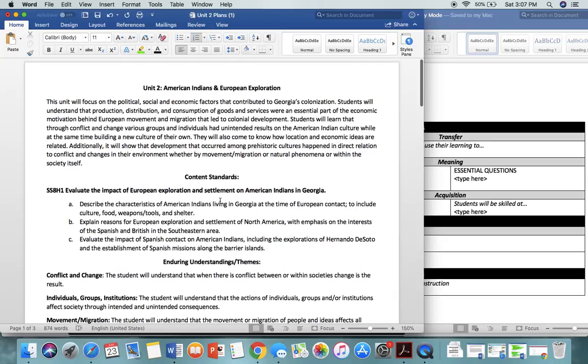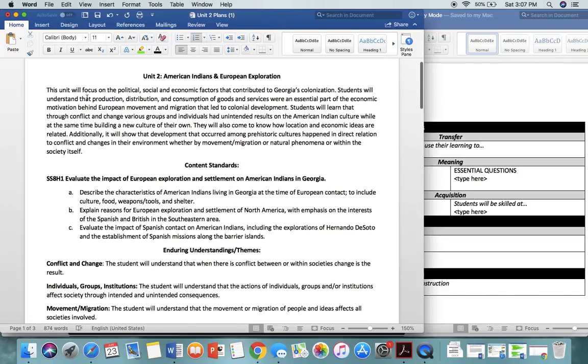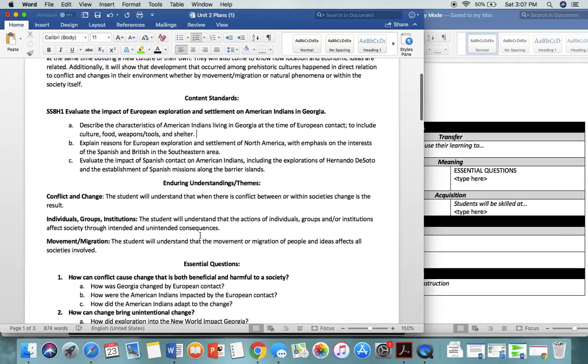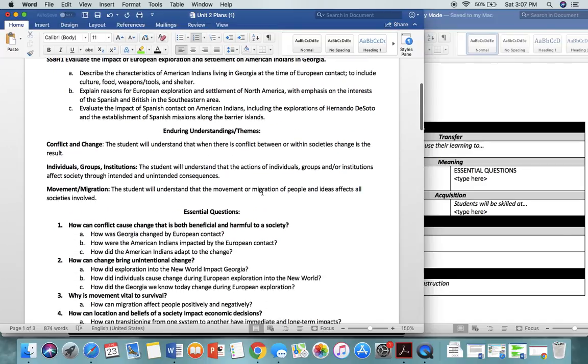Then what I did is I went to the Georgia Standards of Excellence website. They're not called frameworks anymore, but they're resources, and they actually have built units for the eighth grade social studies, and I stole a lot of things from there, like the introduction here, as well as the essential questions and themes and things. So as you can see, I have my enduring understandings here.